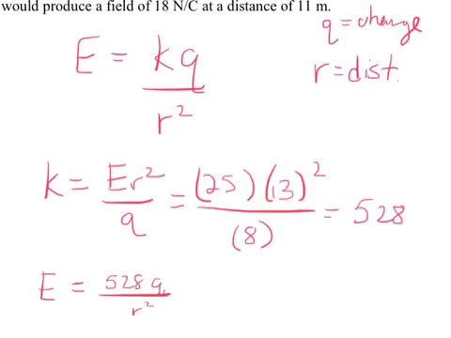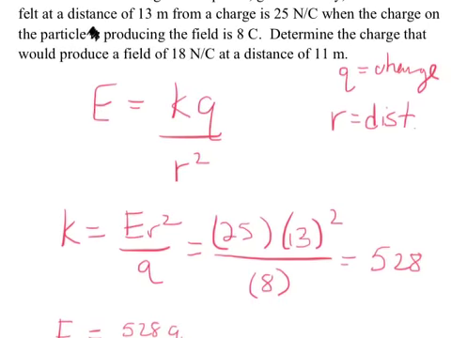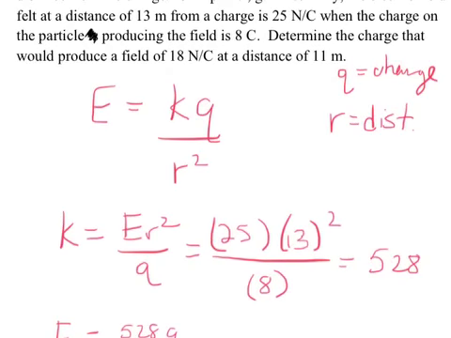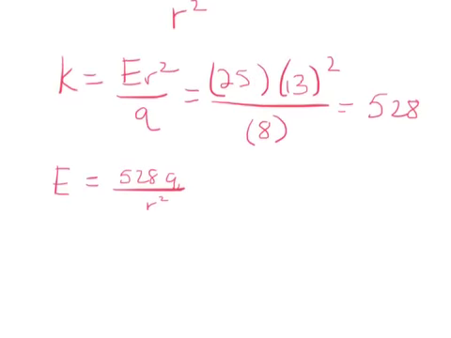And now the problem asks, determine the charge that would produce a field of 18 newtons per coulomb at a distance of 11 meters. So find Q that would produce a field, E, of 18 at a distance of 11. That's the r. So what we want to say to ourselves is, all right, we're looking for Q. It says determine the charge. So we have to solve for Q.